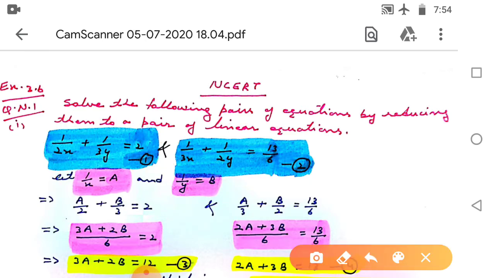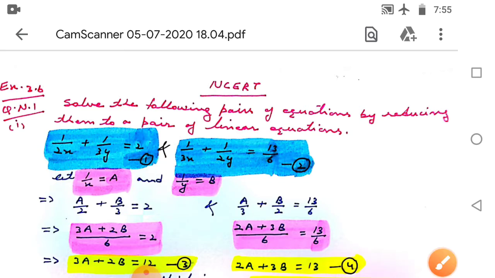Again, here this is 1 upon 2x. It means 1 upon x. Here again we can get 1 upon y. Again here 1 upon x. This is again 1 upon y. Right? So initially let 1 upon x is equal to a and 1 upon y is equal to b.